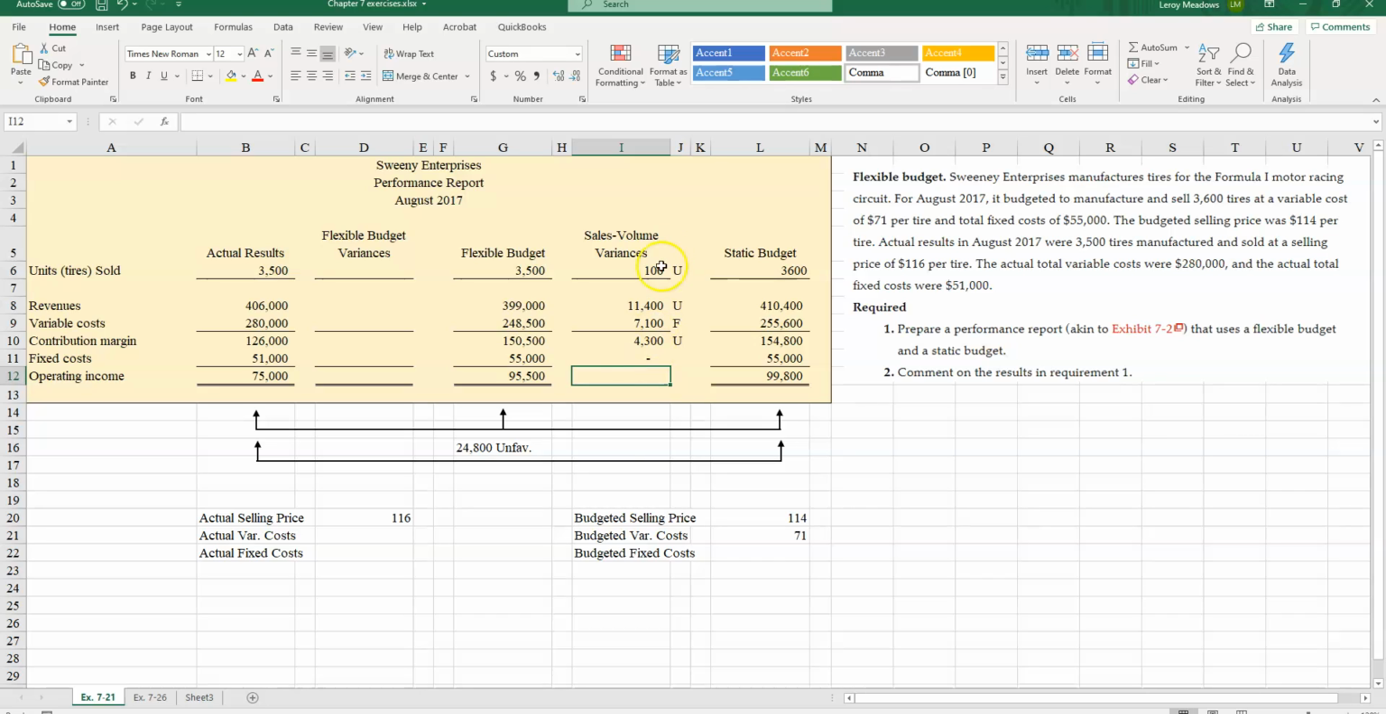So what is my total sales volume variance? $4,300. The 4,300 up here, contribution margin minus 0, is $4,300 unfavorable. So I'm going to put this over here.